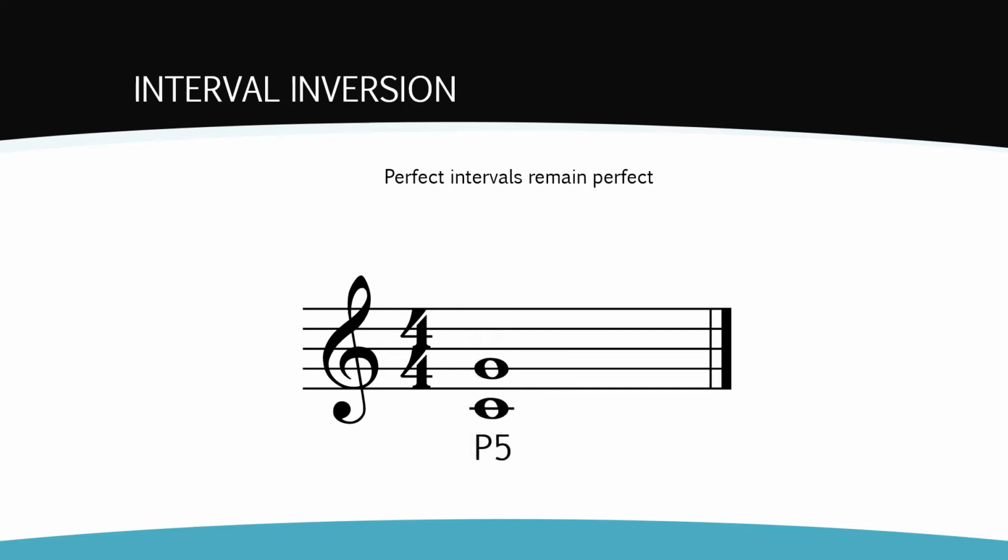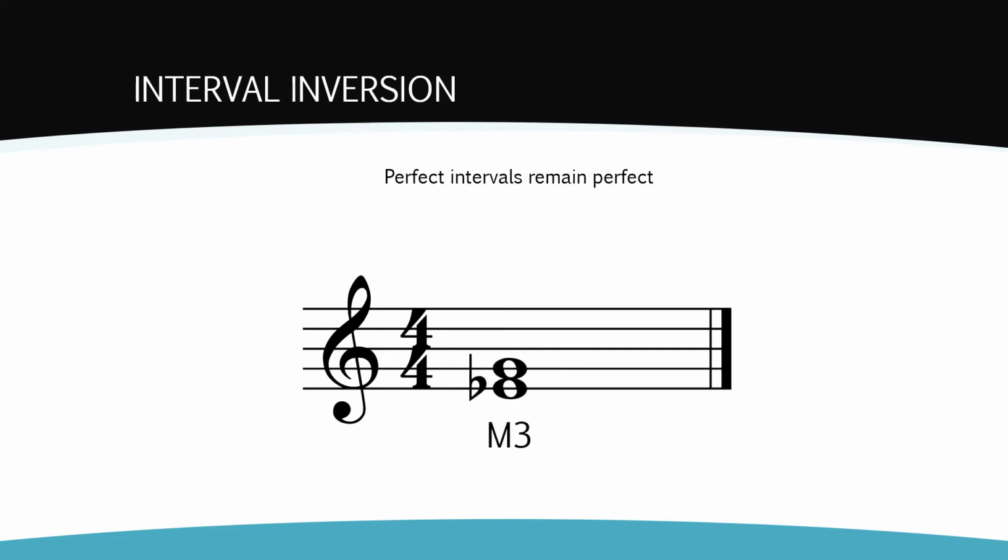What would happen if we had changed the position of the G instead of the C, so that G is moved from being the highest to the lowest pitch in the dyad? Again, the interval between the two pitches changes. What was previously a perfect fifth is again a perfect fourth. What about a perfect interval?